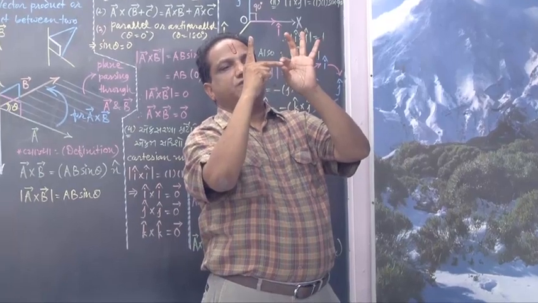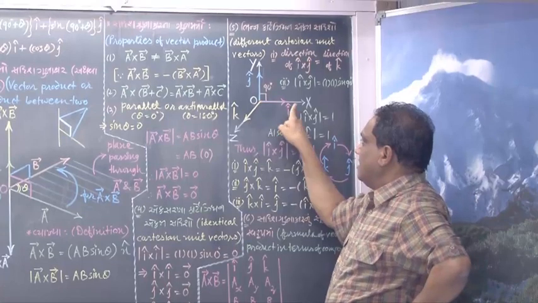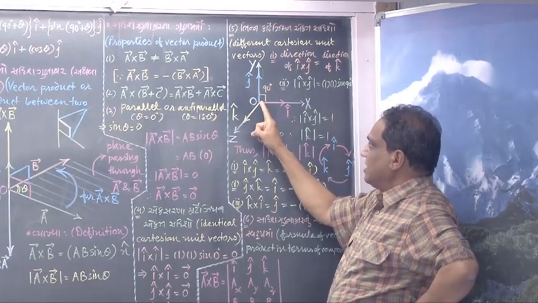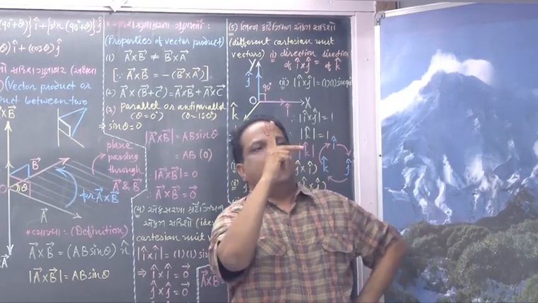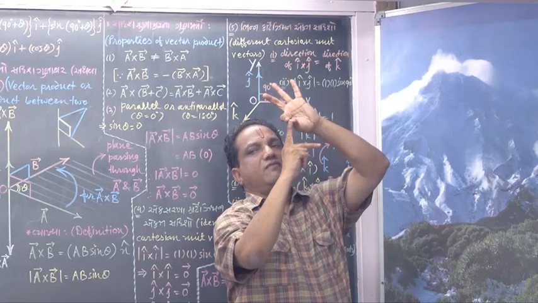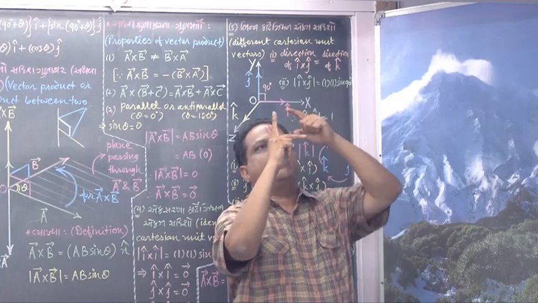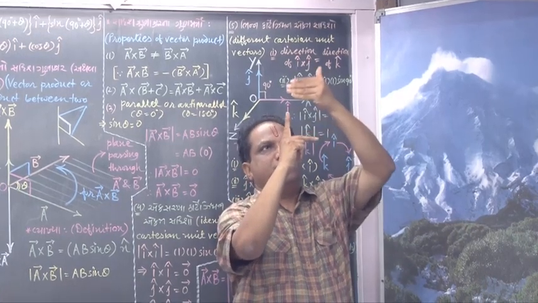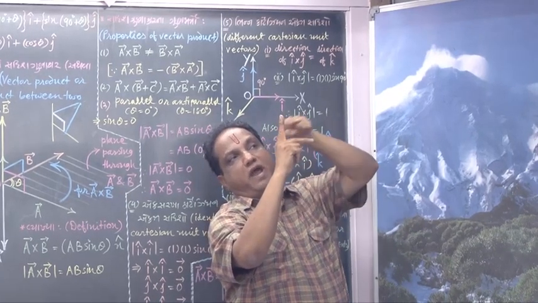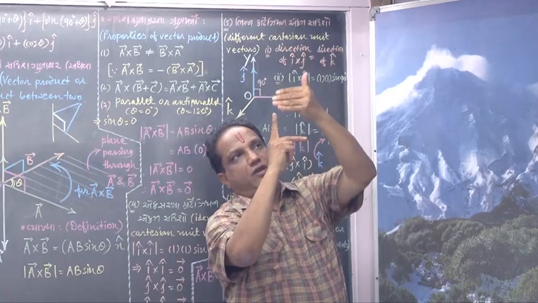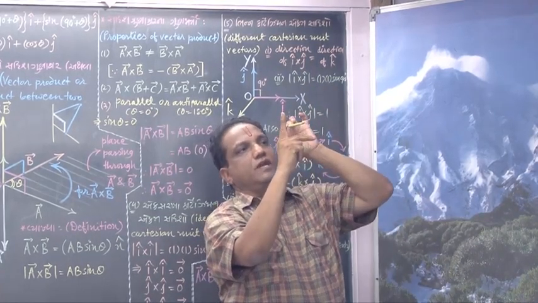What is this? X-axis. What is this? Y-axis. Along the x-axis, what is the unit vector? i hat. Along the y-axis, what is the unit vector? j hat. What is the angle between them? 90 degrees. Now this is i hat, this is j hat. Think of a plane passing through these two vectors. That plane is this. And now think of a right-handed screw kept perpendicular to this plane. It will be this screw.